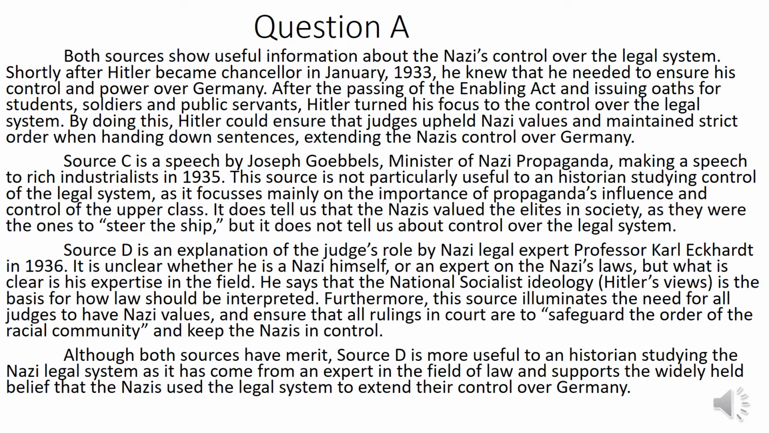Although both sources have merit, Source D is more useful to a historian studying the Nazi legal system as it has come from an expert in the field of law and supports the widely held belief that the Nazis used the legal system to extend their control over Germany.